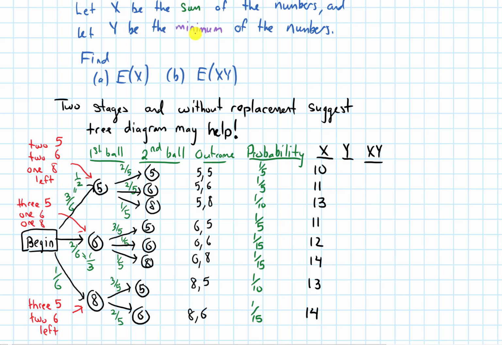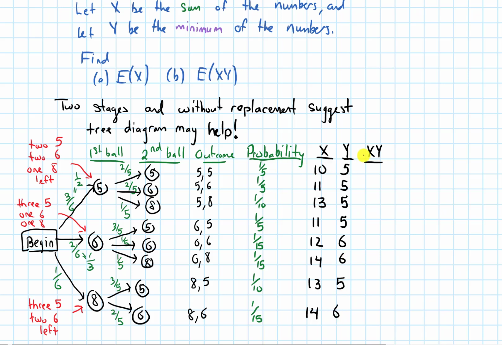Y is the minimum of the two numbers. So if my two numbers are 5 and 5, the smallest number is a 5. If the two numbers are 5 and 6, the minimum is a 5. Same thing if it's 5 and 8, the minimum is a 5. If the numbers are 6 and 5, the minimum is a 5. So let's write the remaining more quickly. This will be 6, 6, 5, and 6.